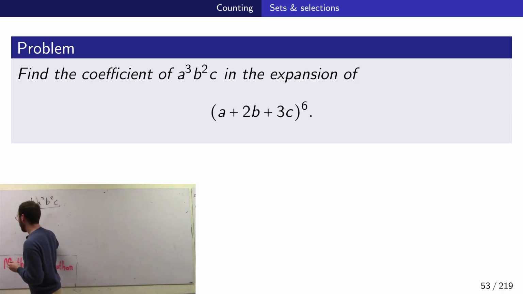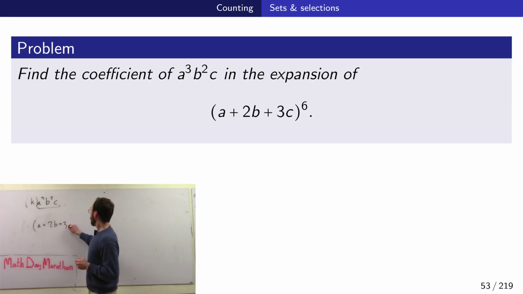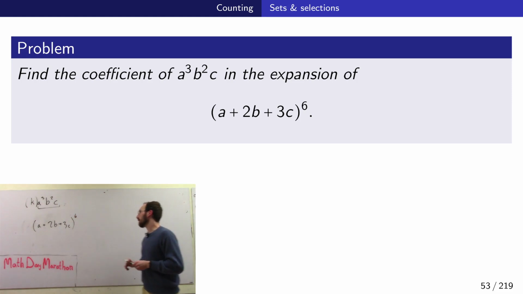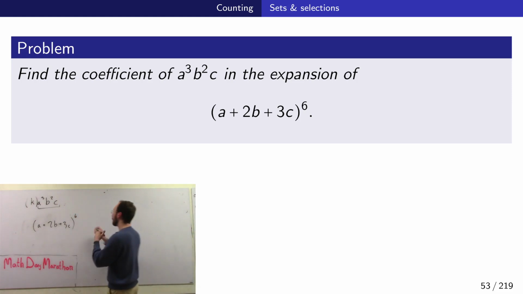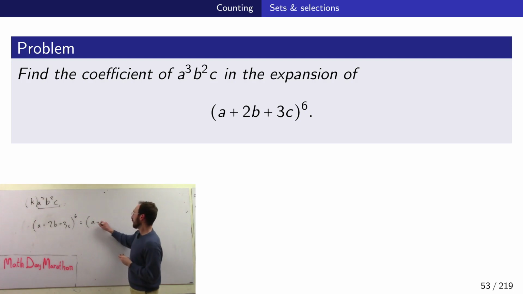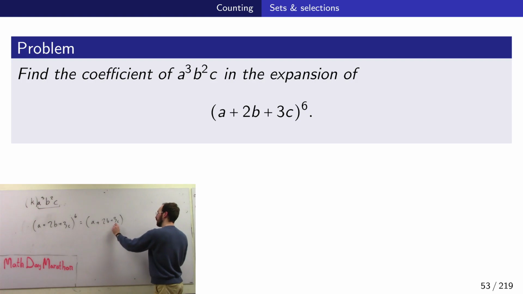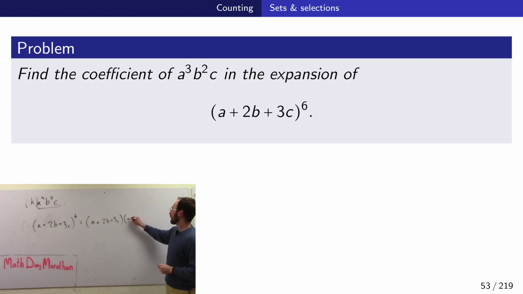Let's just look at the first 2 parts of this. So if I take a plus 2b plus 3c raised to the 6, that's the same as multiplying this thing to itself, a plus 2b plus 3c, multiplying that 6 times.